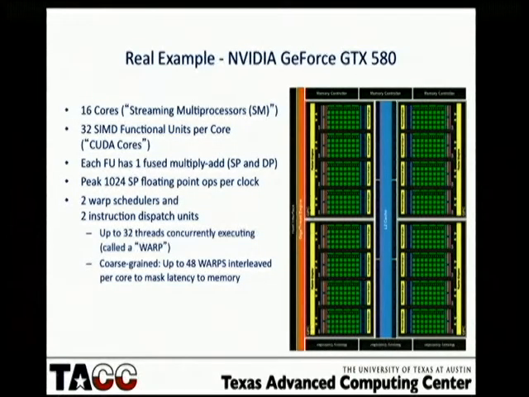Here's the GeForce, which has 16 cores, 32 SIMD functional units, and something I didn't really talk about, you have 2 warp schedulers and 2 instruction dispatch units, so you can be scheduling two different contexts at the same time and have 2 different things going on. So you have thousands of threads, but you can only have 2 programs running, basically, is the idea.